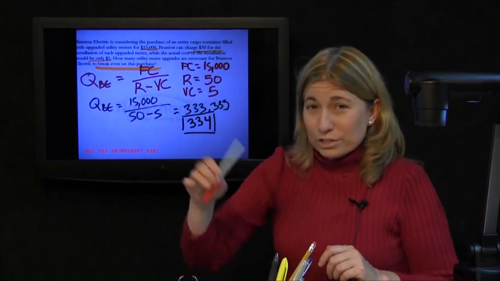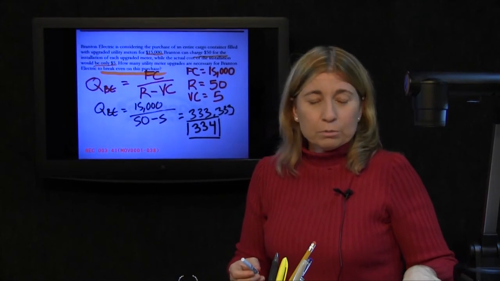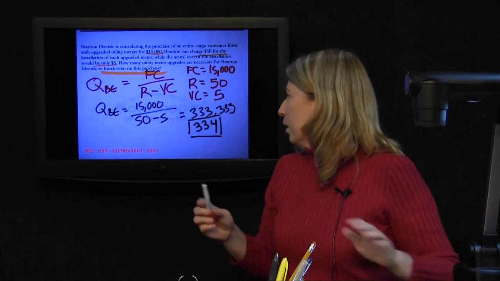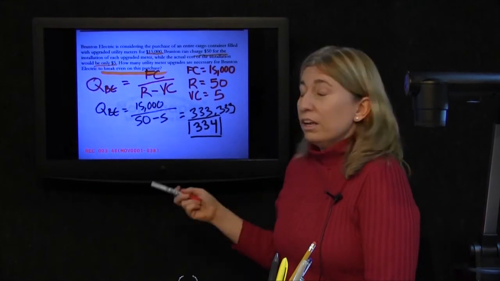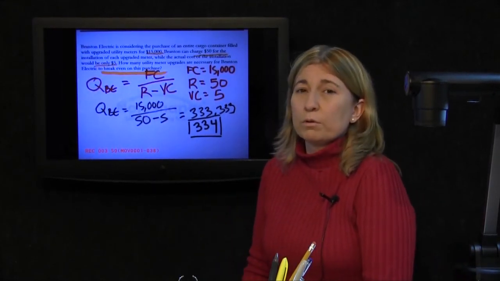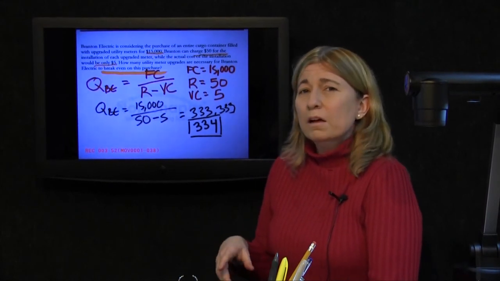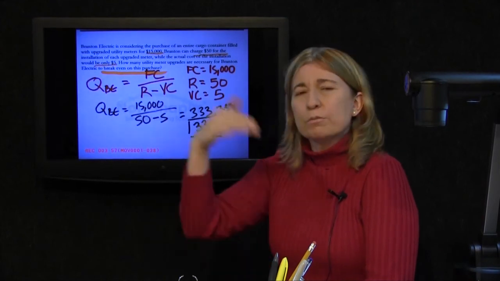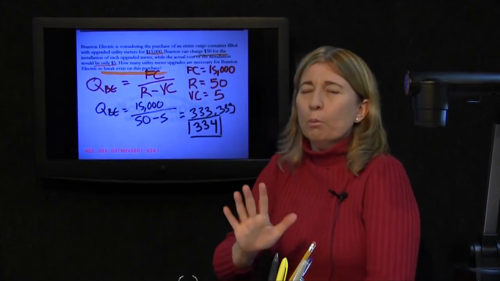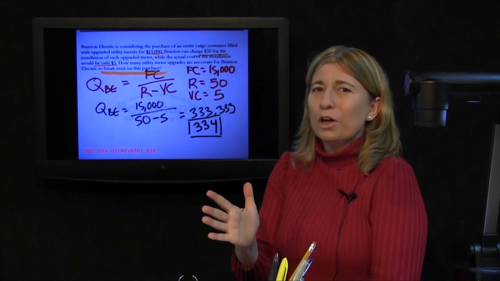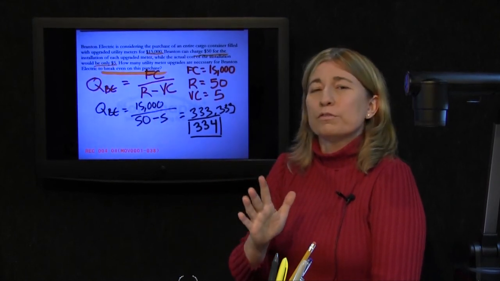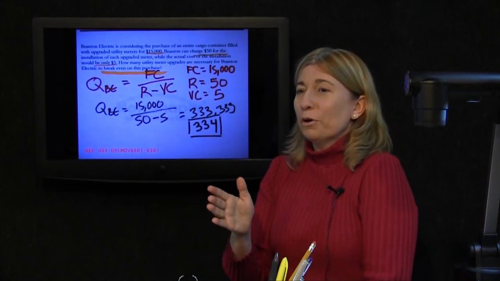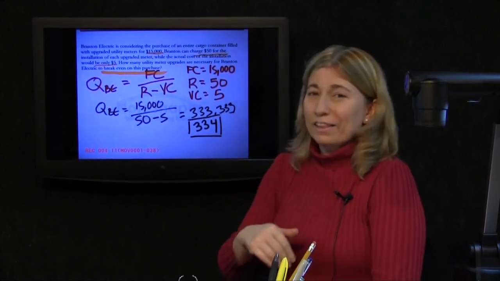Now, the question doesn't ask this, but if I were Branton Electric, this would be the most immediate question on my mind. They had better hope that there's at least 334 meters in that cargo container. Because if, for instance, there's only 300 meters in the cargo container, don't buy it at $15,000. You need to install 334 to break even on the $15,000. So there needs to be at least that many in that cargo container.